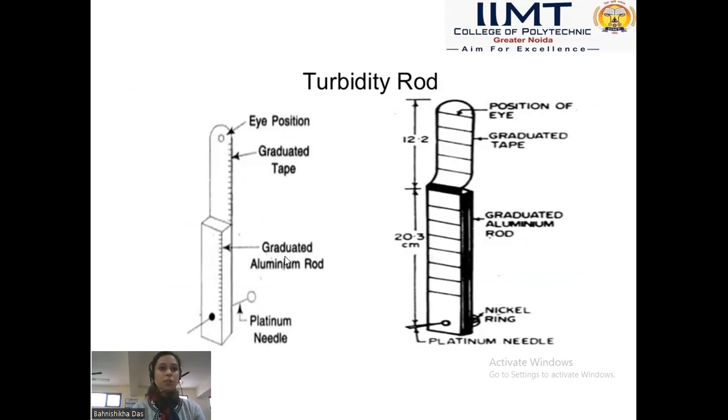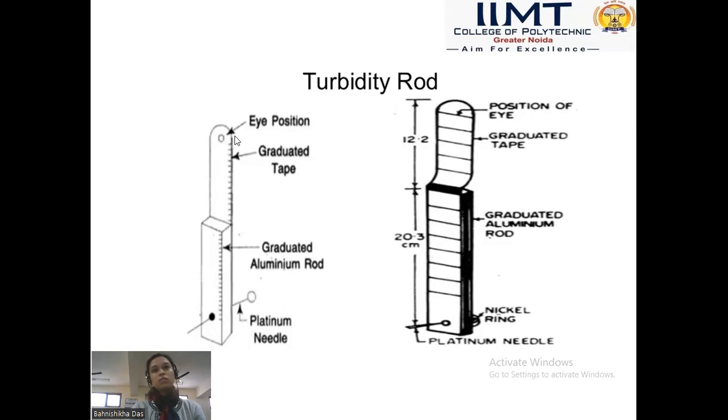As we can see in the picture, there is a graduation scale. It starts from the bottom and goes up. And there is a platinum needle. We can see a needle here. That is a platinum needle which needs to be observed from the top, from the eye position. So what is done here is the turbidity rod is inserted into the water, and this platinum needle is observed from the eye position.